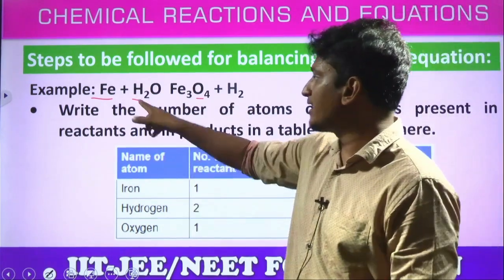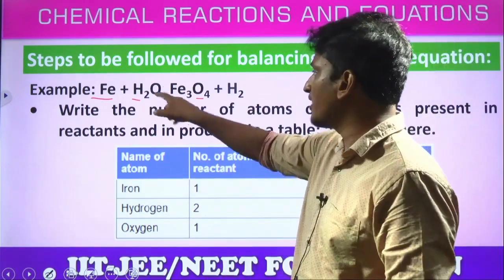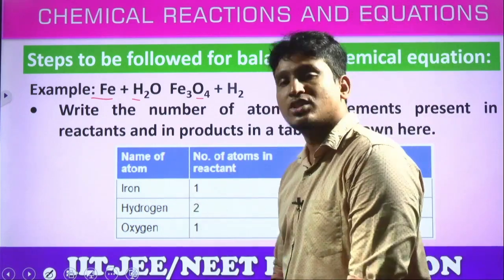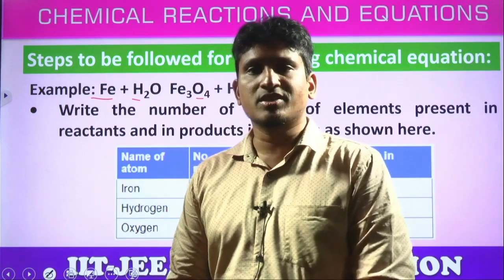How many hydrogens are there on the reactant side? 2. On the product side, 2. Hydrogens are balanced. Oxygens, how many? Only 1. On the product side, 4. Irons and oxygens are not balanced. Yes or no? We have to balance it or not? Simply the compounds are represented, but we need to balance it.